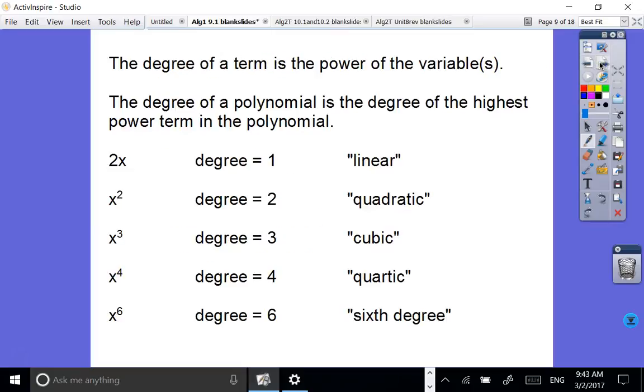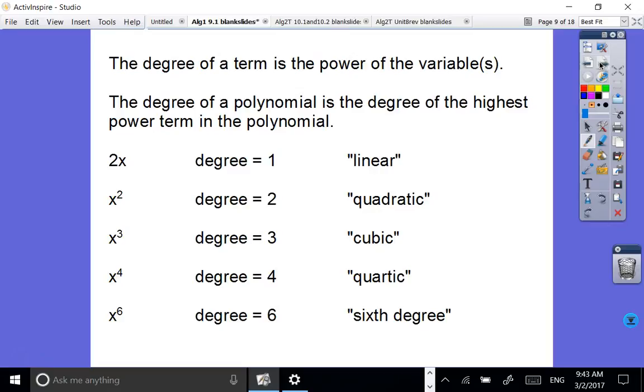The degree of any particular term is the size of the exponent. So if you have 2x, then the exponent is 1, so the degree is 1. Whatever is that power right there, that is the degree. X squared is 2, x to the third is 3, x to the fourth is 4, and so on. We have some words for these that are part of the vocabulary we should know. When the degree is 1, that's called linear. That means if we graphed it, the shape would be a straight line.